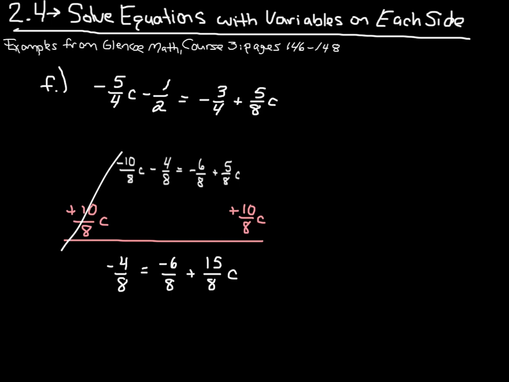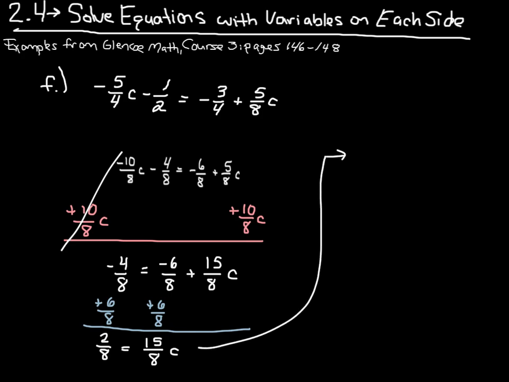Next, let's add 6/8 to both sides. We are ending up with 2/8 equals 15/8 C. And since I'm running out of room, I'm going to move up here to finish the problem. I'll just rewrite this. 2/8 equals 15/8 C. Our last step here is to multiply by the reciprocal, which is going to be 8/15 on both sides.